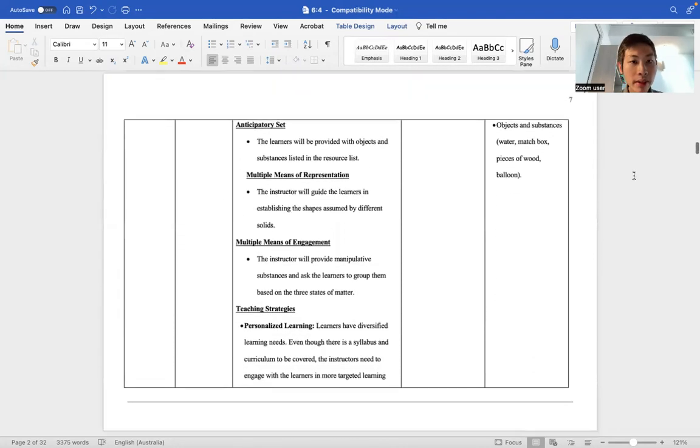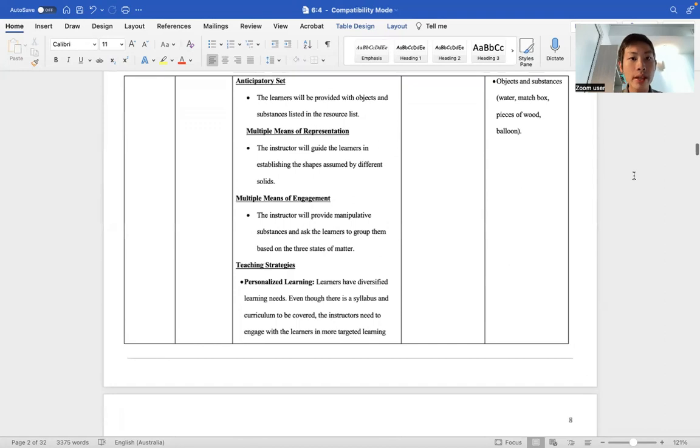Then I will be giving them an anticipatory set where the learners will be provided with the objects and substances listed in the resource list. So there are multiple means of representation, establishing the shapes assumed by different solids, and multiple means of engagement, providing manipulative substances and asking the learners to group them based on the 3 states of matter.